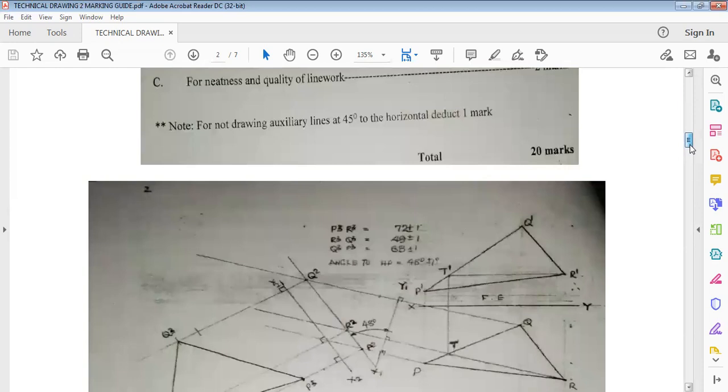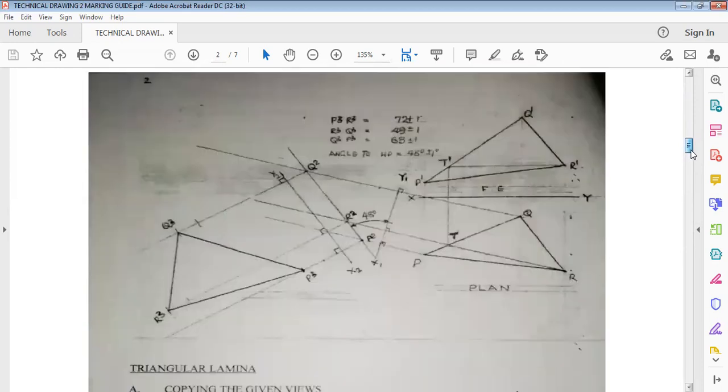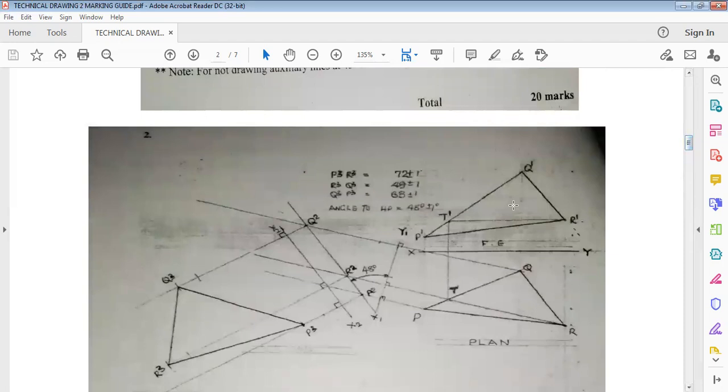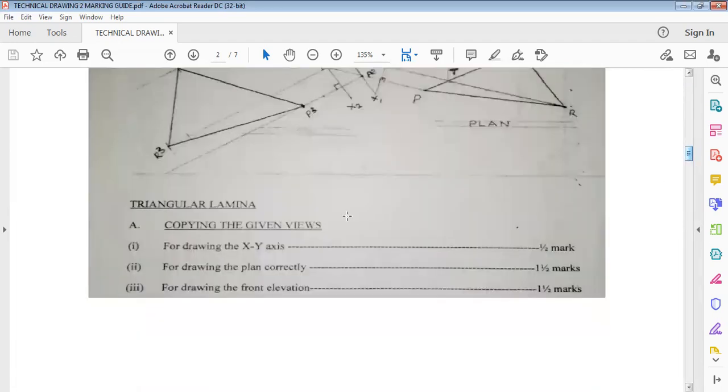Now let's look at question 2. This question 2 has to do with triangular lamina, and this is what they are given. These are the views that they are given. This one is the front elevation, and this is the plan.